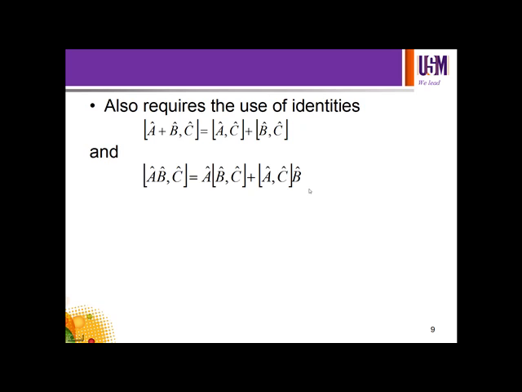We might also require the use of identities, and this was also discussed in the previous lectures. For example, if we have a commutator of a sum of A and B with operator C, then we multiply by parts, or commute by parts.